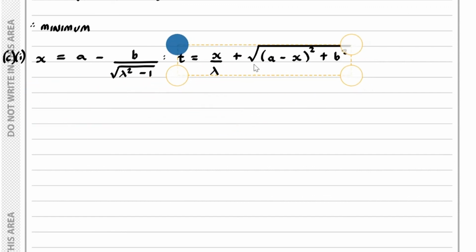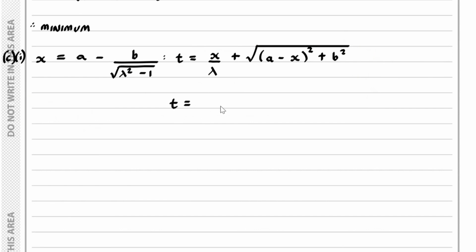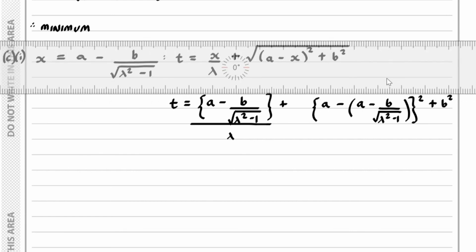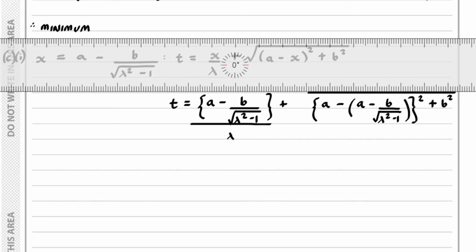So if we work this out, we have t equals, well, here we've got a minus b over lambda squared minus 1 square rooted, plus, well, here then I'm going to divide this by lambda, and then here I'm going to have a subtract, and then in brackets a subtract b over lambda squared minus 1, and then this is squared, and then I add on b squared, and then I square root.